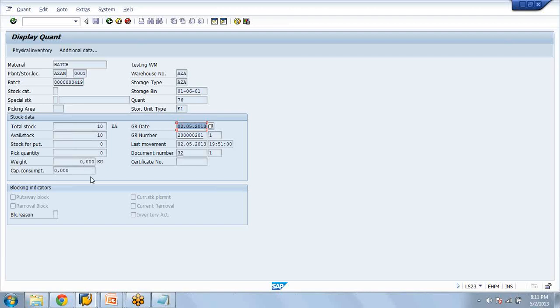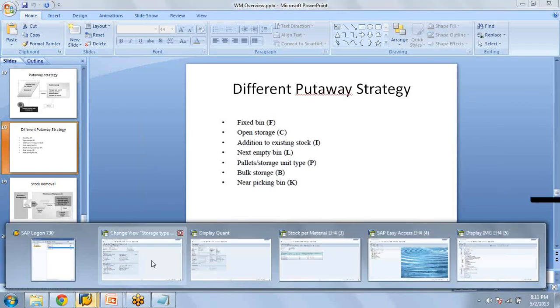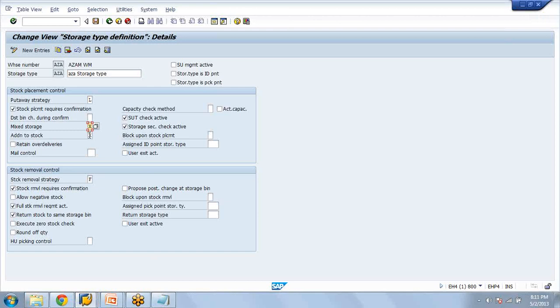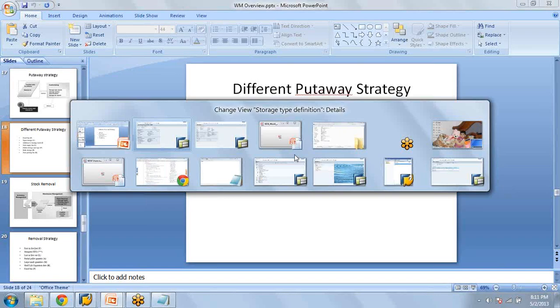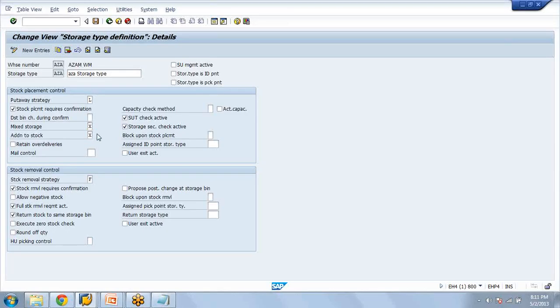Yes, sir. How will it update this next GR date actually? It should come with first GR date, first quantity, second GR date, second quantity, everything like this only, right? That is not the standard actually. It means first in first out will not come into the picture. That is why you can restrict it by not taking this option, addition to existing stock. What you can do is always use this next empty bin and don't use this addition to existing stock.